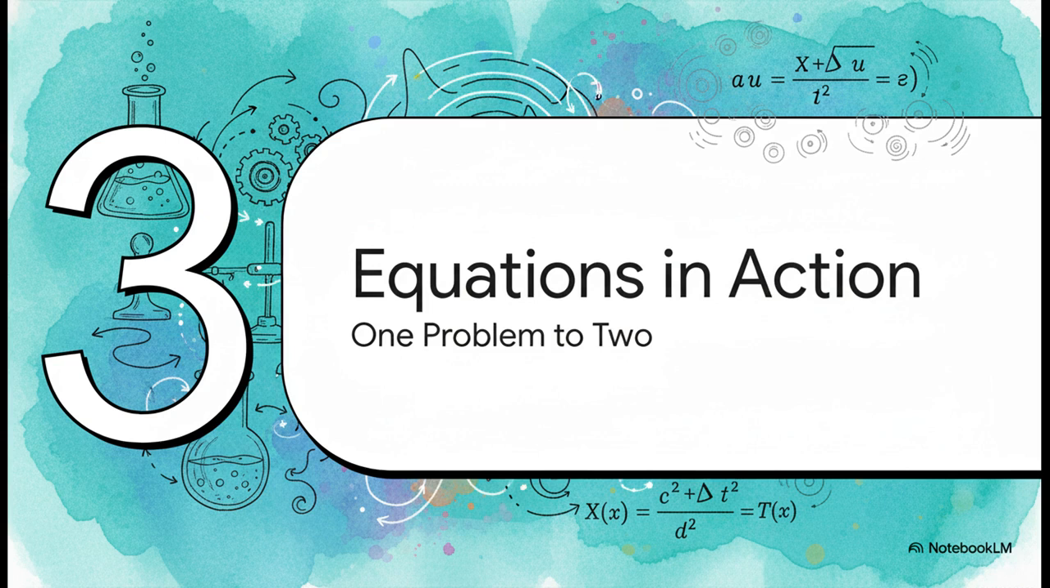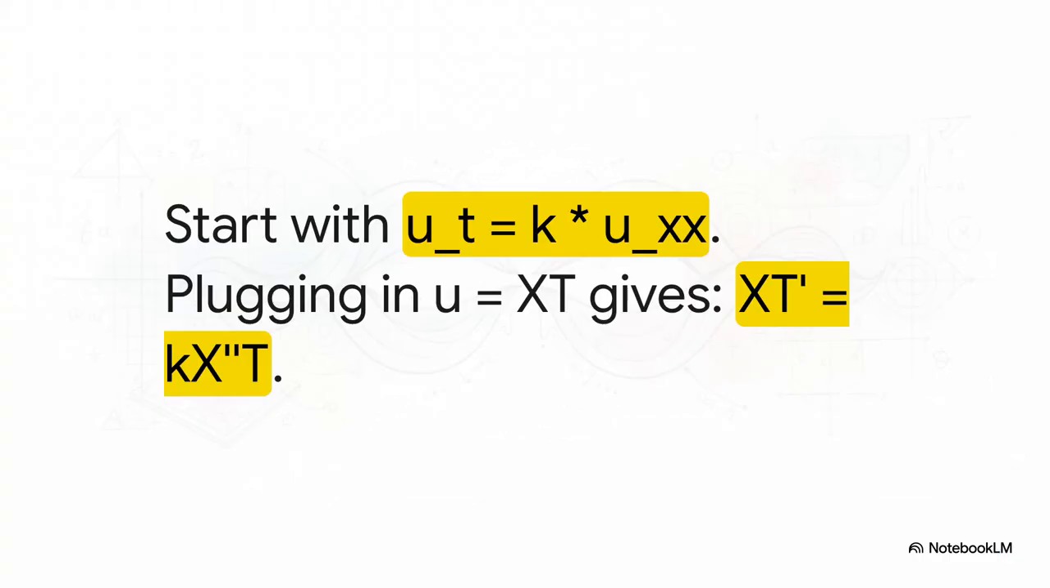We're going to use two of the most famous PDEs out there, starting, of course, with the heat equation. So we start with our heat equation. When we substitute u equals X times T, remember how derivatives work. The time derivative only sees the T function, so we get T prime. And the two space derivatives only see the X function, giving us X double prime. Look at that, it's already starting to look simpler.